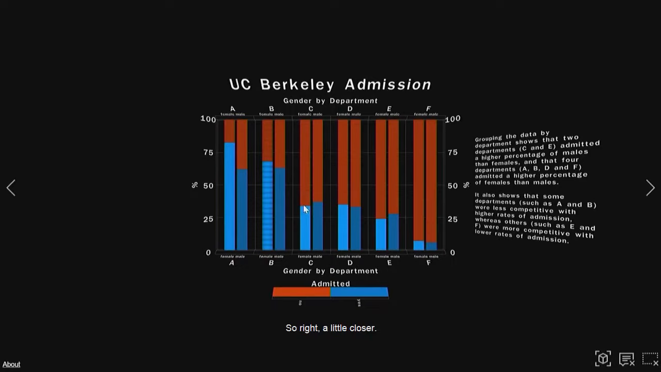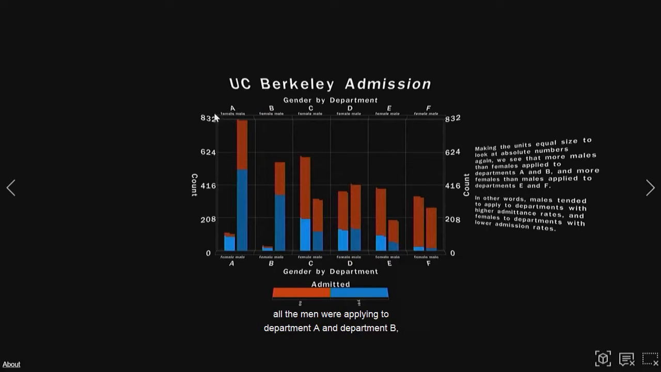So wait, if there seems to be bias against women, why are they doing so well when we compare it to the departments? Well, the key here to realize is that Department A and Department B are accepting lots of people. Department E and F are accepting hardly any people. And when we look to see where the men and where the women were applying, all the men were applying to Department A and Department B, almost no women there. And there were more women applying to Department E and F.